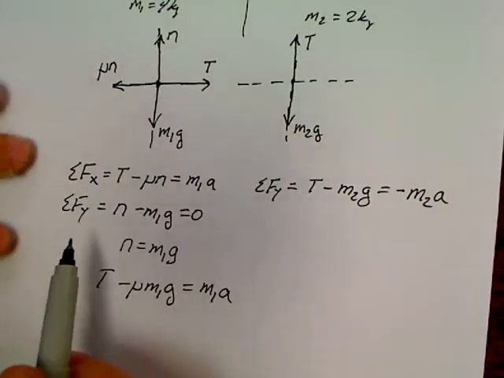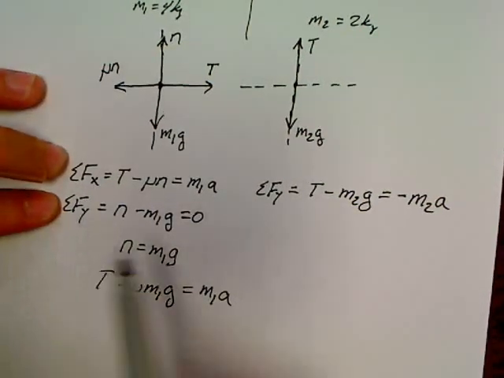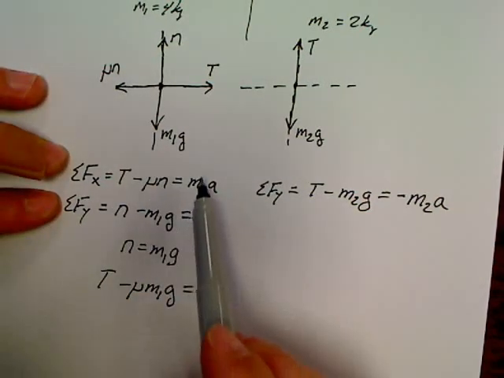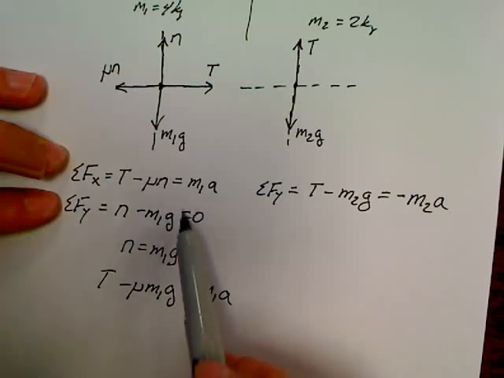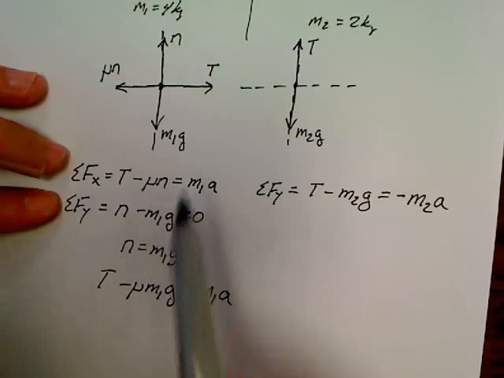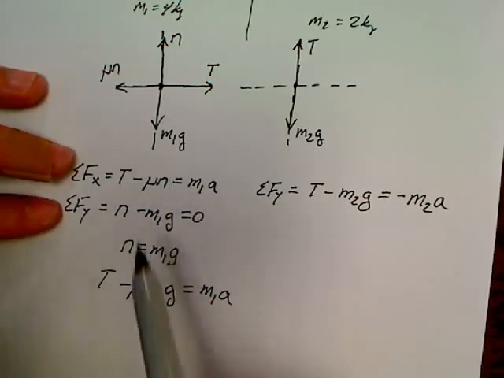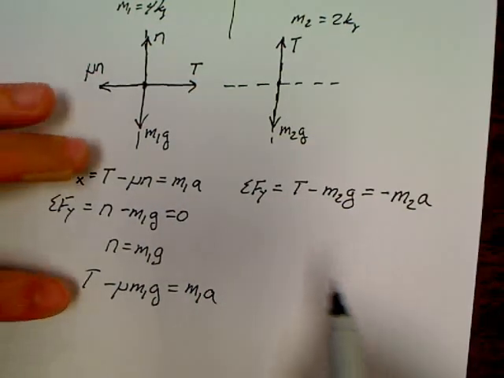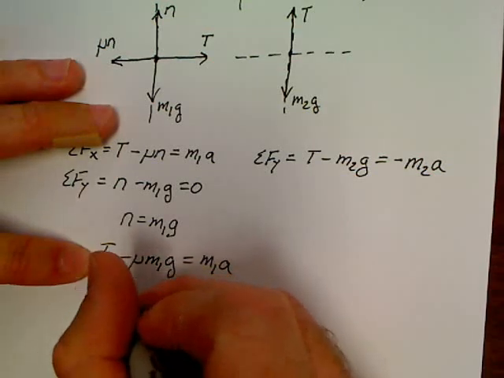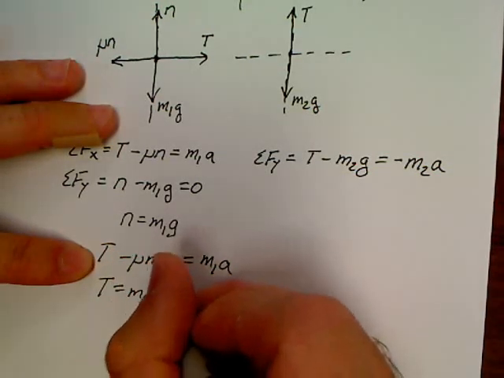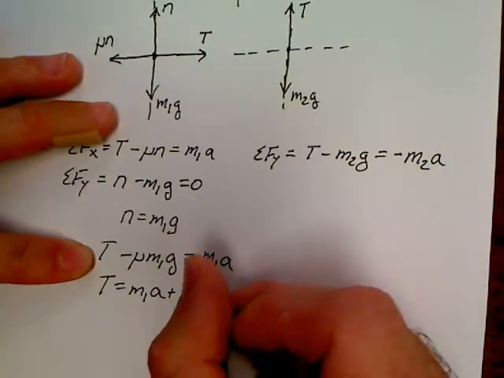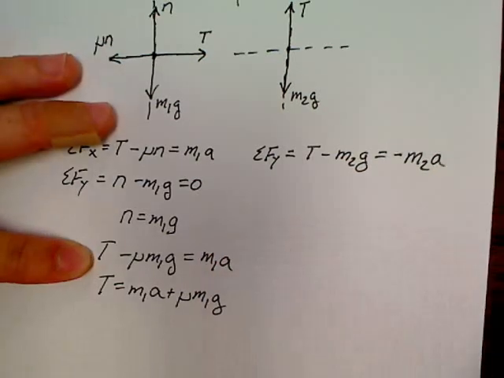By the way, I want to say something here. On some of the forces X and Y, one of these two should always be equal to 0. If you catch yourself trying to write both of them equal to MA, you've messed this problem up. So you're not going to see that in these basic problems. Solve this equation for T. T would be equal to M1A plus mu M1G.